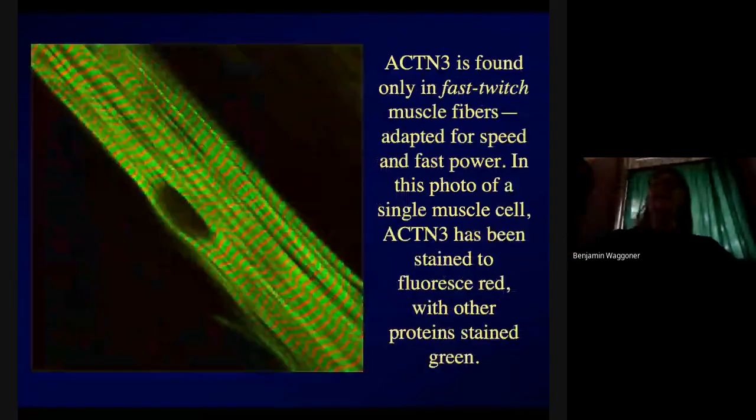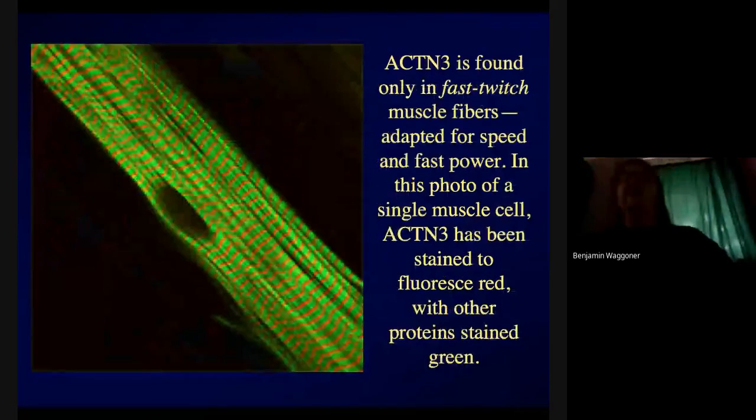This is a muscle cell that has been stained with a fluorescent stain. The black area is where the nucleus is. That doesn't contain any muscle protein. Almost all of this muscle cell is packed full of proteins that are involved in contraction. And in this photo, ACTN3 has been stained fluorescent red, and you can see that it exists in these narrow stripes in a muscle cell. So that's where it's located.